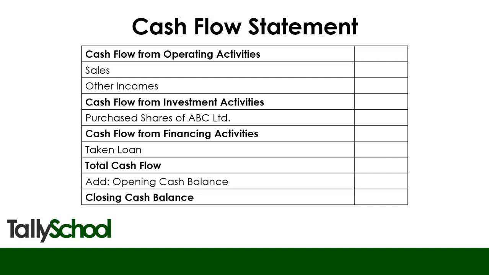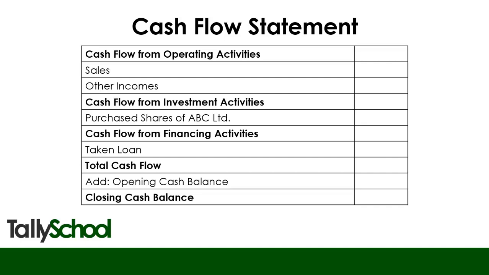So we have here first cash flow from operating activities. Now that means how much cash has flown into the business or flown out of the business from operating activities. So we have sales and we have other incomes. That means we have gained cash flow from operating activities. Now we can also put expenses and purchases, that will also come under cash flow from operating activities, but I have put a few examples to make you understand, otherwise the statement would be much longer and that would make this video very long.